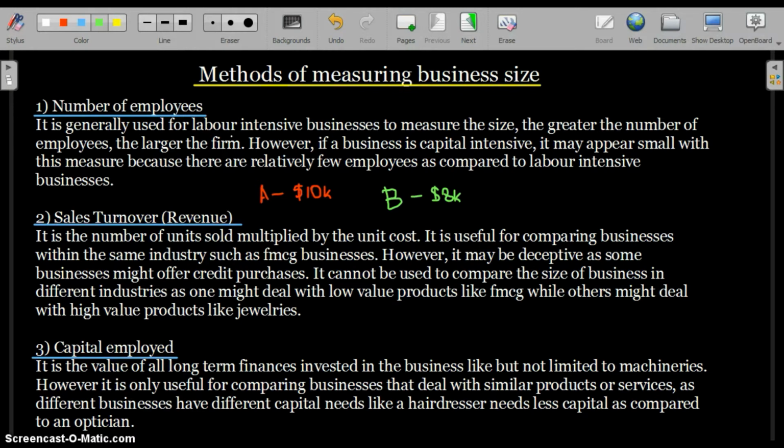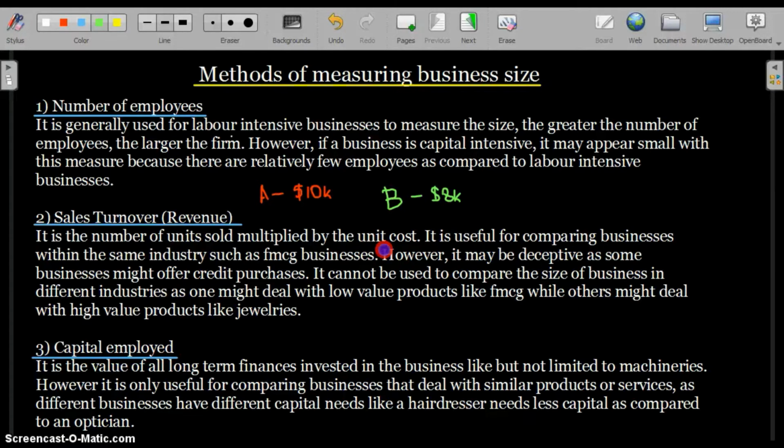Now, when one looks at these numbers, using this method, we might say that business A is bigger in size than business B. Why? Because in this method we only see the sales revenue that each business generates. So what is sales revenue? Sales revenue is the number of units sold multiplied by the unit price. So it is useful for comparing businesses within the same industry, such as FMCG businesses. This is only useful for comparing businesses within the same industry.